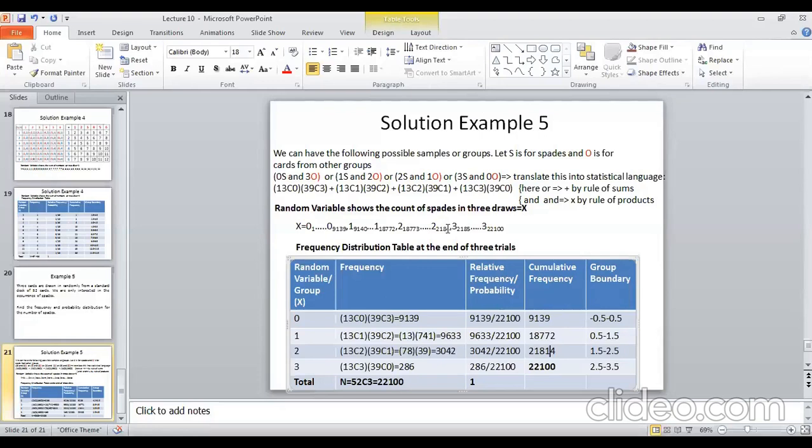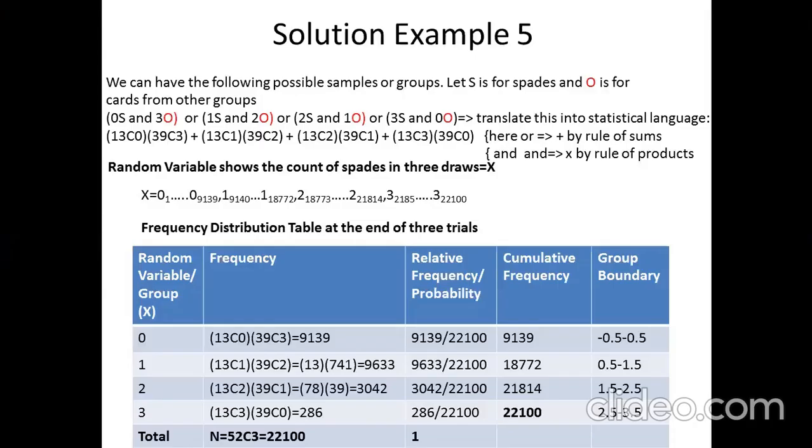Let me correct this thing over here as well. And please note the importance of this cumulative frequency column when we are formulating the x. Lastly, the total frequency for 3 was 286, and 286 when added to 21814, we get 22,100. So till 22100 we have all the threes, as shown in the formulation of x as well.